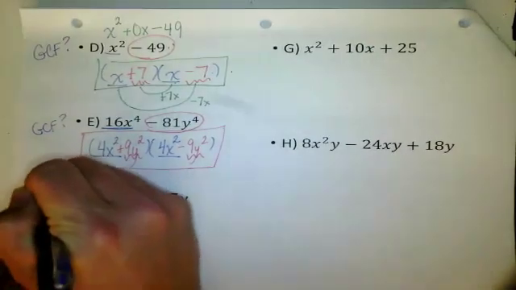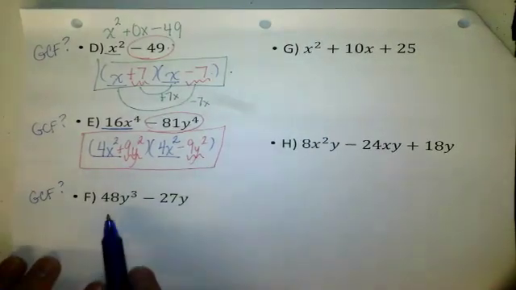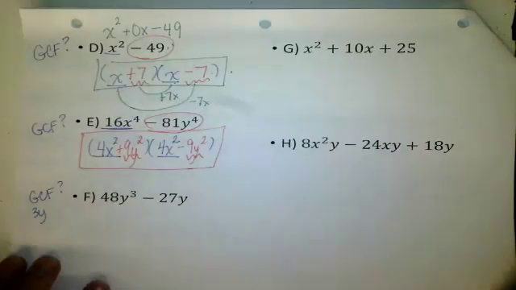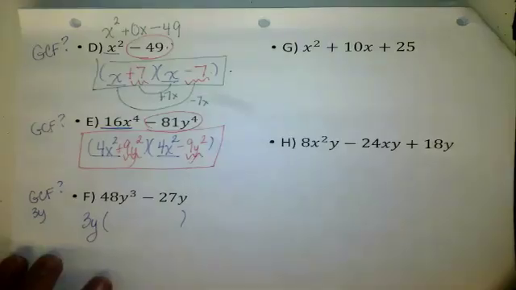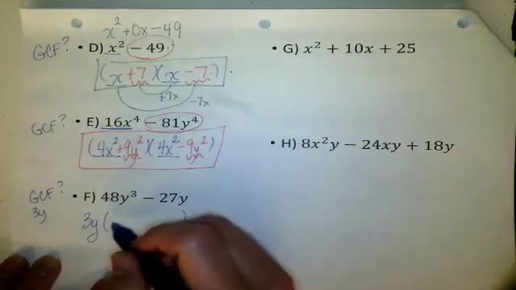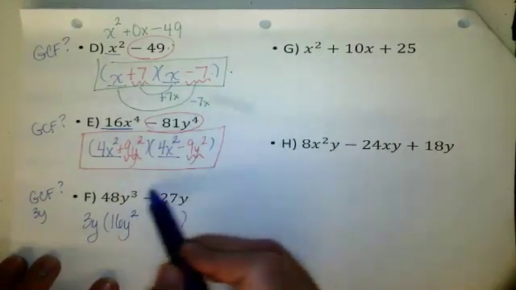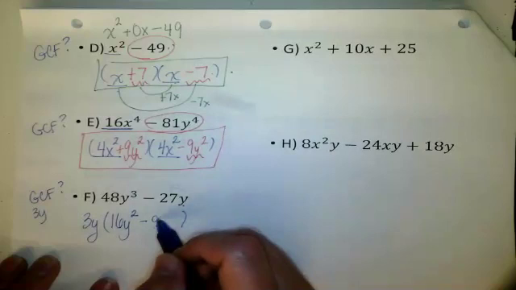Letter F. Is there a GCF? Yes, there is a GCF. What is the GCF? 3y. Okay, so the first thing we need to do is undistribute that 3y. If I take out a 3y from my 48y cubed, what's left behind? 16y squared. Very good. And if I take out the 3y from that second term, what's left behind? Negative 9.